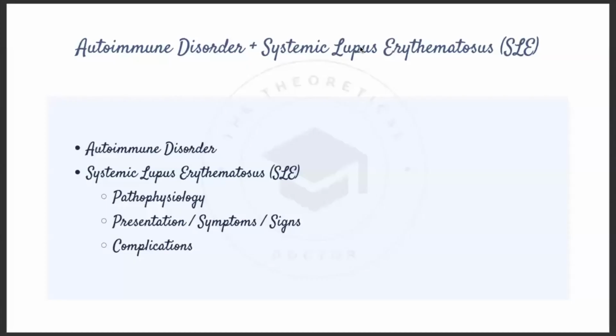In this video, we will be continuing on autoimmune disorder and systemic lupus erythematosus, also known as SLE, whereby we will dive into the general overview of autoimmune disorder, the pathophysiology, which is how the disease occurs, presentation, symptoms, and signs, as well as the complications of SLE.